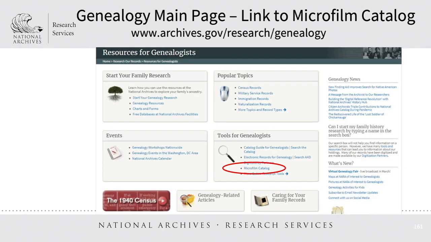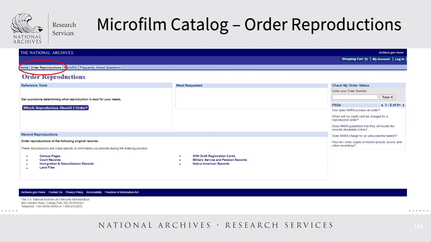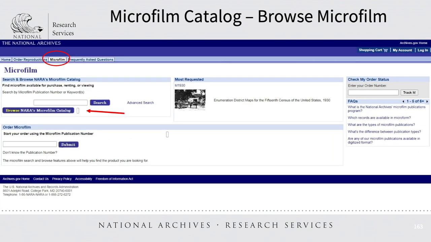Under Tools, let's take a look now at the Microfilm Catalog. When you go into this, you'll see some tabs at the top. Ordering reproductions is one of the options. As you may know, orders have been suspended for most of the last year during the pandemic, but I understand that staff are starting to work on the backlog now and are accepting orders for some types of records. Anyway, if you click on the Microfilm tab, you'll come to the Microfilm Catalog.